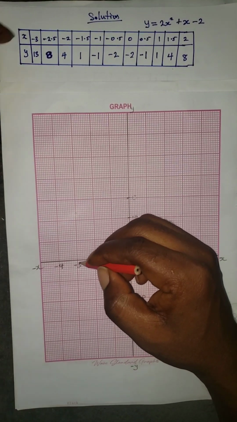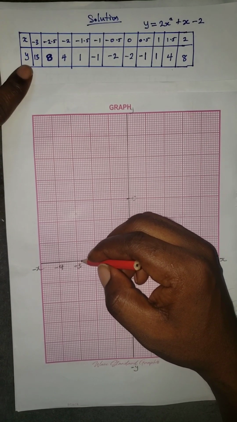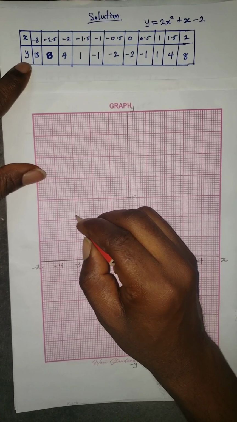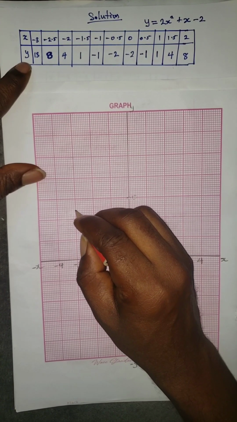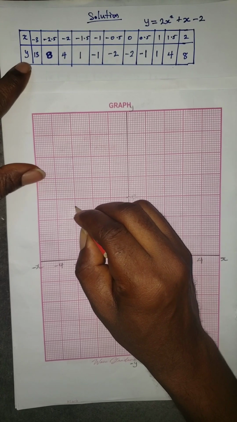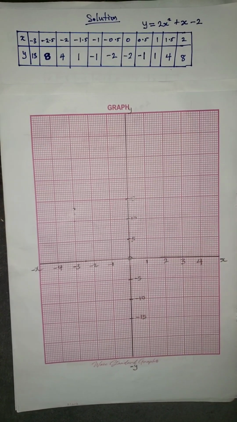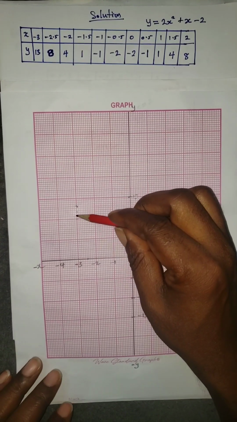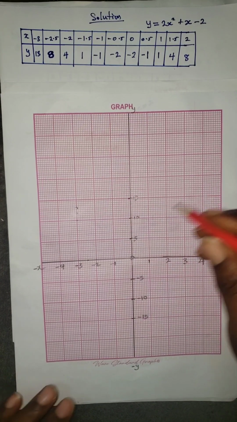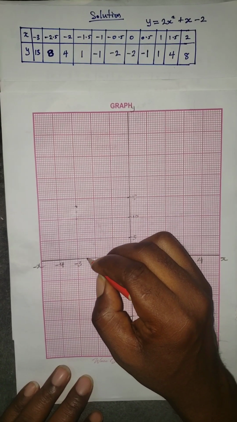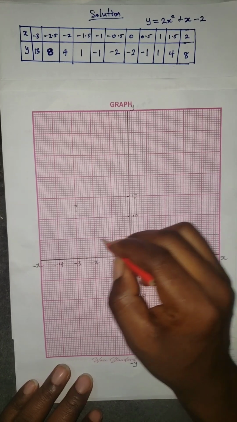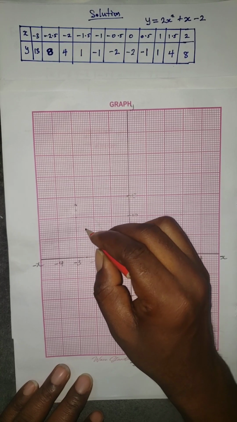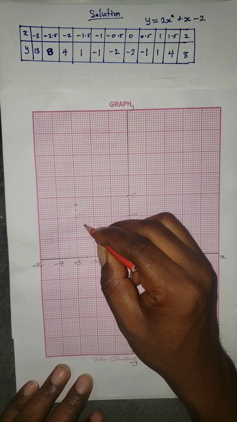At -3, I have 13. So here is 10, 10.5, 11, 11.5, 12, 12.5, 13. Remember, we have done the quadratic curve, so you can check it out and see what I mean by all the things that I'm doing. At -2.5, you have 8. So here is 5, 5.5, 6, 6.5, 7, 7.5, which is at this point.